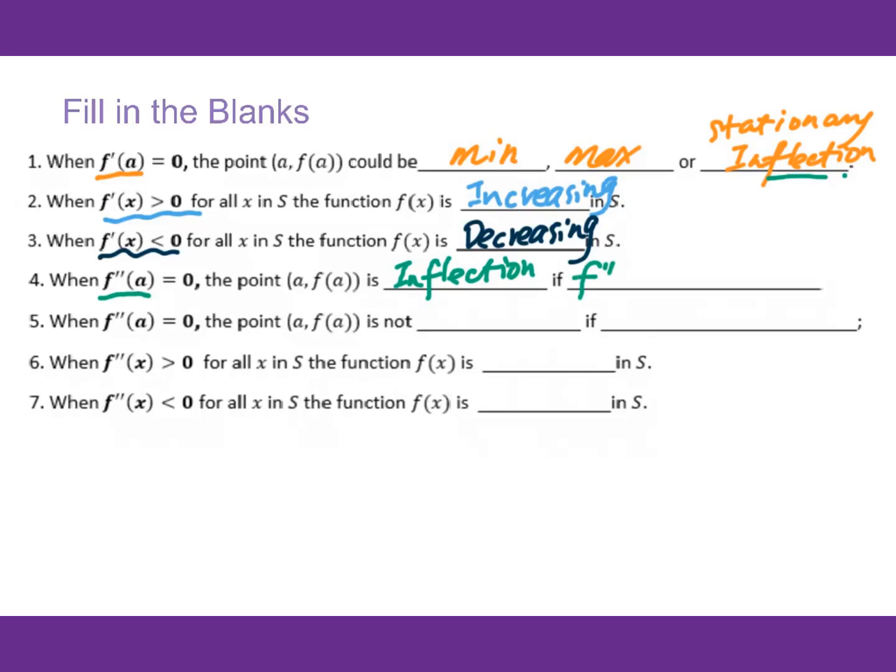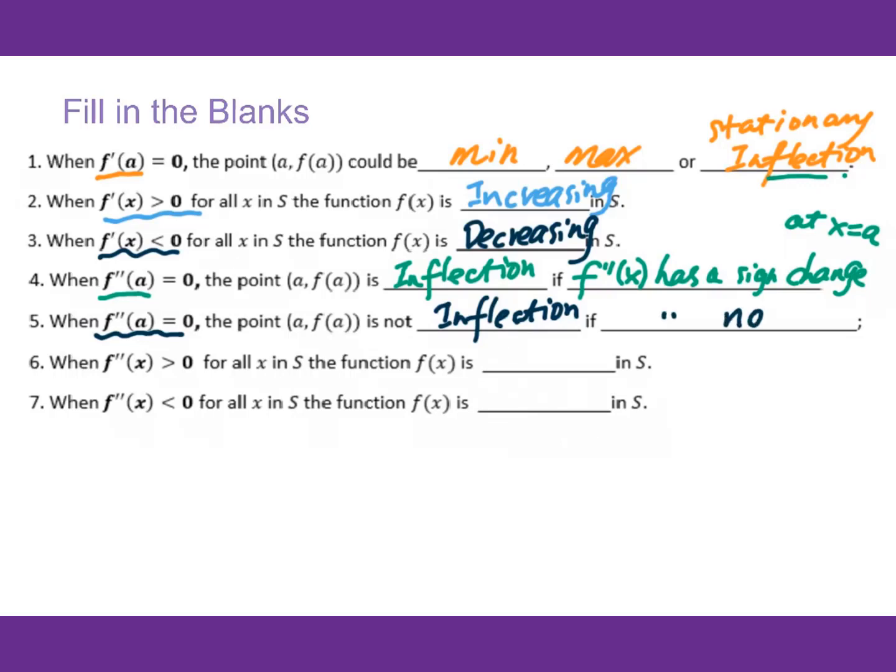If the second derivative of x has a sign change at x equals a. When f double prime of a equals 0, the point a, f of a is not an inflection point if the second derivative of x has no sign change at x equals a.